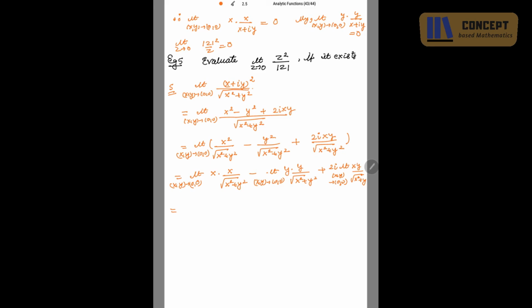The first part, you have already proved earlier, that this limit will tend to 0. So this is 0, as in the earlier question. This is also 0, plus 2 iota, the limit of (x, y) tending to (0, 0) of x, y over root of x square plus y square. Okay, so again, now this is 0 plus 2 iota. See, your (x, y) is tending to (0, 0), so just put it over here.